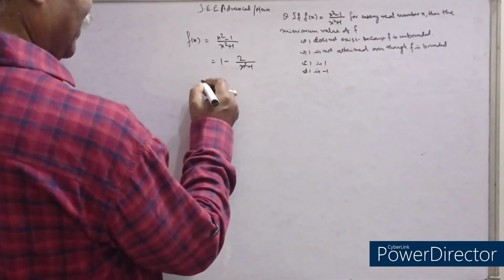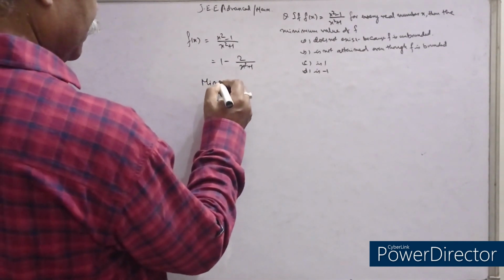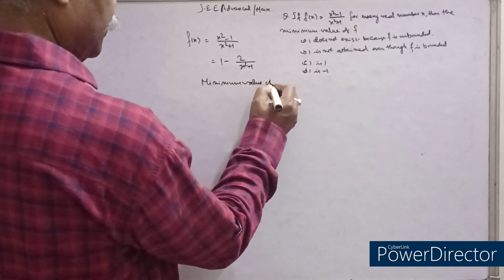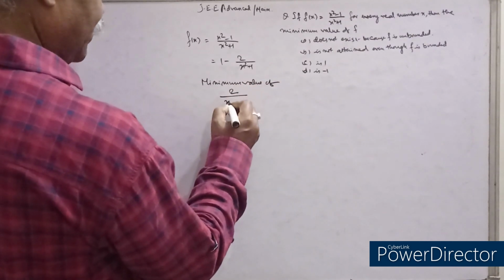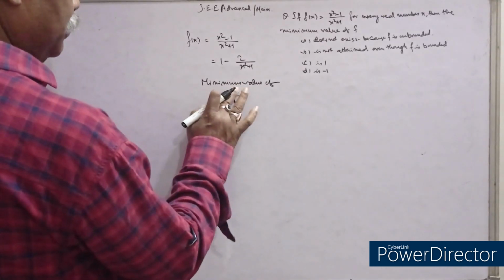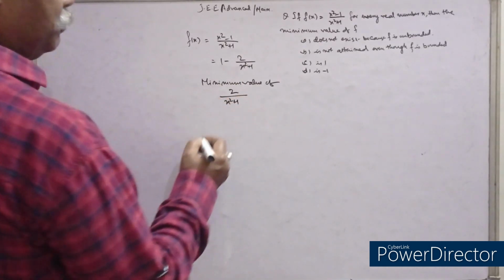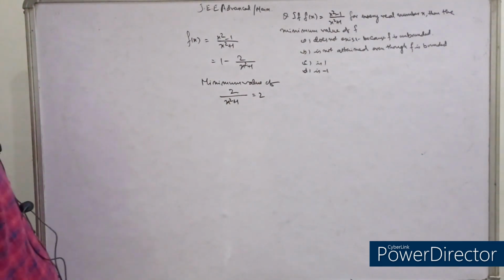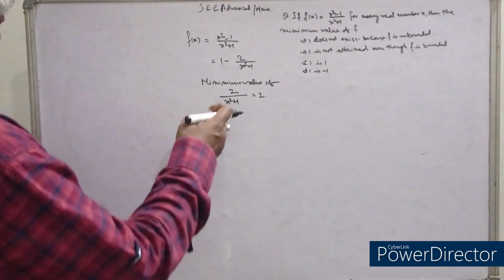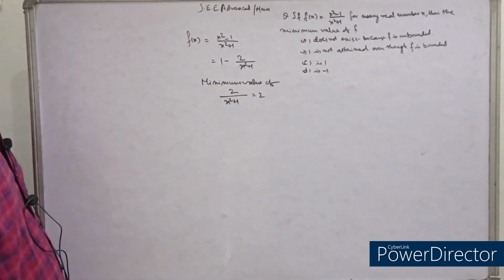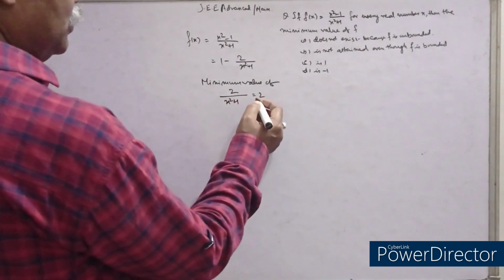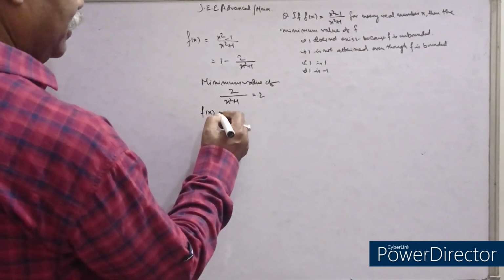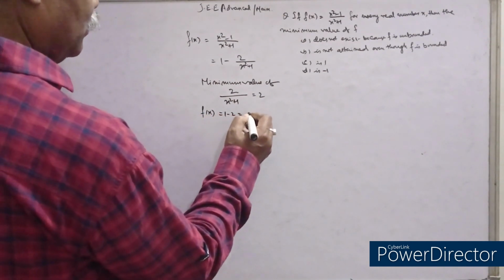So here you see that the minimum value of your 2/(x² + 1)... the maximum value of 2/(x² + 1) is 2, because naturally x² is always positive, its minimum value is 0. So 2 by 1, it is 2, it is clear. So since 2 is the maximum value of that term, the minimum value of f(x) will be 1 − 2, that is equal to −1.